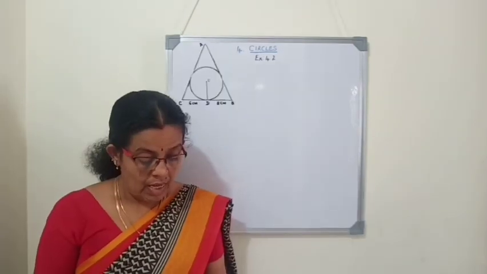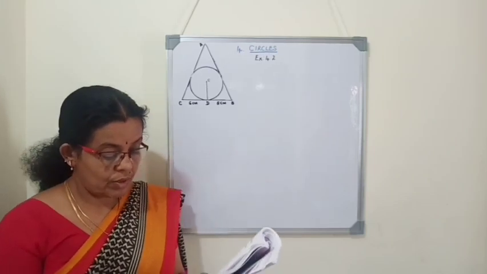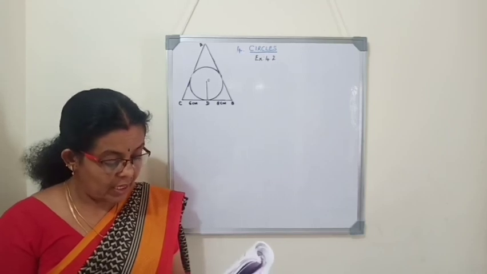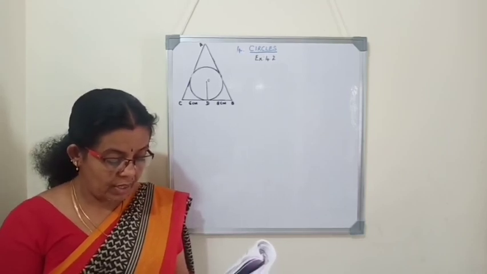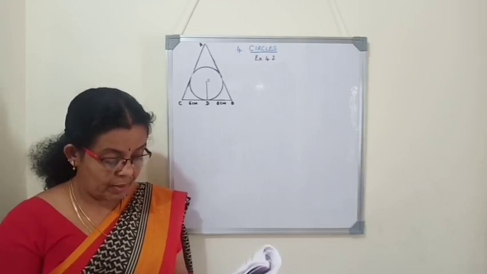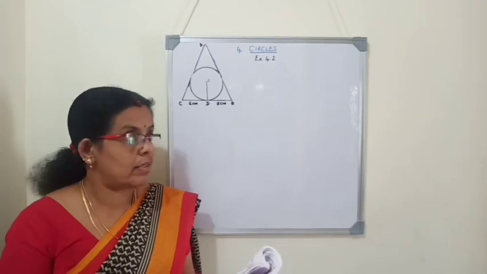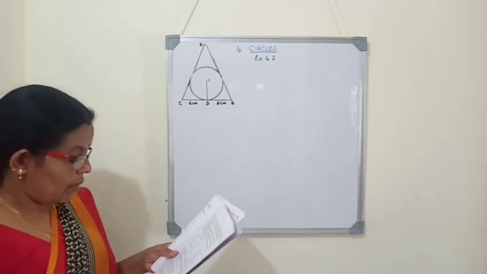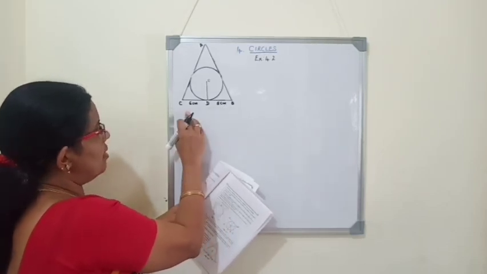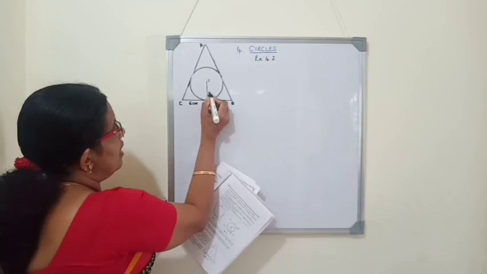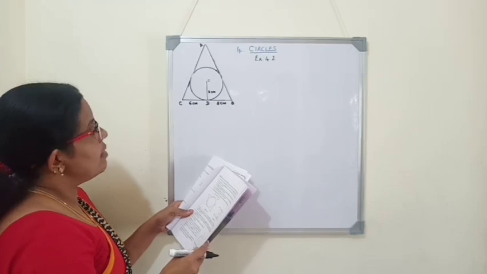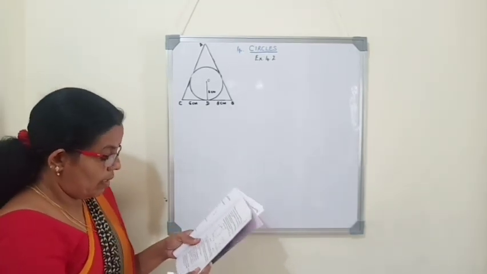Next question is, a triangle ABC is drawn to circumscribe a circle of radius 4 cm such that the segments BD and DC into which BC is divided by the point of contact D are of length 8 cm and 6 cm respectively. Find the sides AB and AC. Here the triangle circumscribes a circle and CD and DB are 6 and 8 cm. Radius of the circle is given as 4 cm. So OD is 4 cm. We have to find the sides AC and AB of triangle ABC.